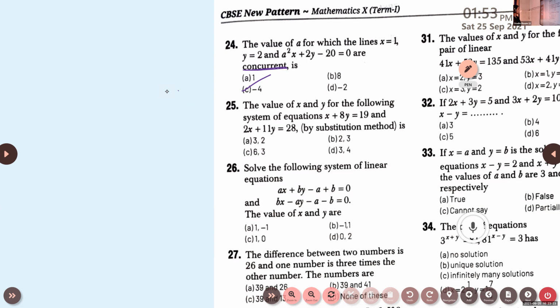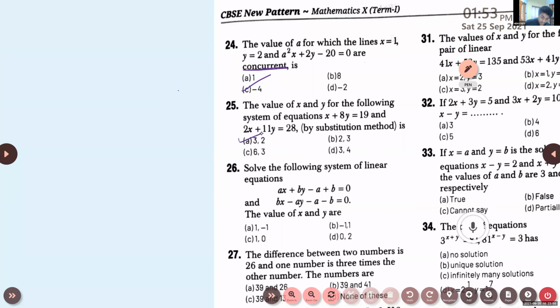What is the answer, Aditya, here? 25th one. Ma'am, option B. Option B. No, option A. Option A.